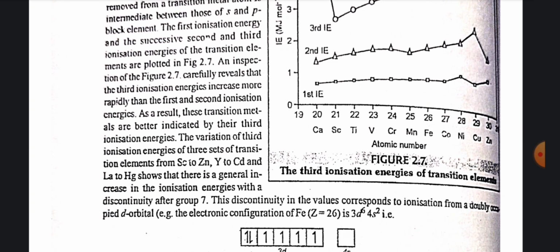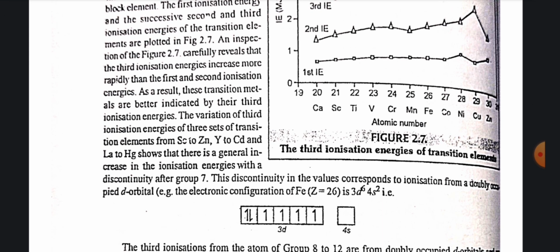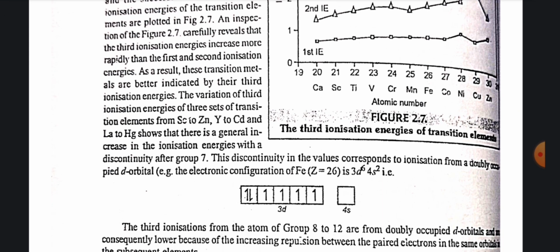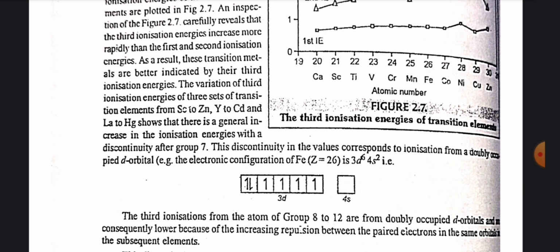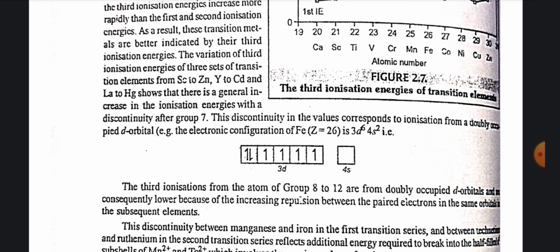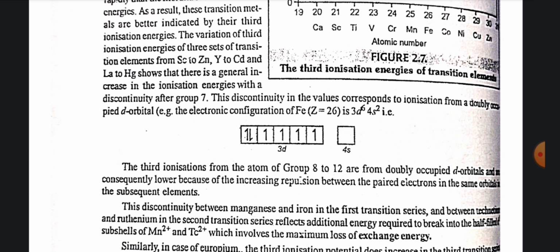The first ionization energy and the successive second and third ionization energies of the transition elements are plotted. An inspection of the figure given below carefully reveals that the third ionization energy increases more rapidly than the first and second ionization energies. As a result, these transition metals are better indicated by their third ionization energies.